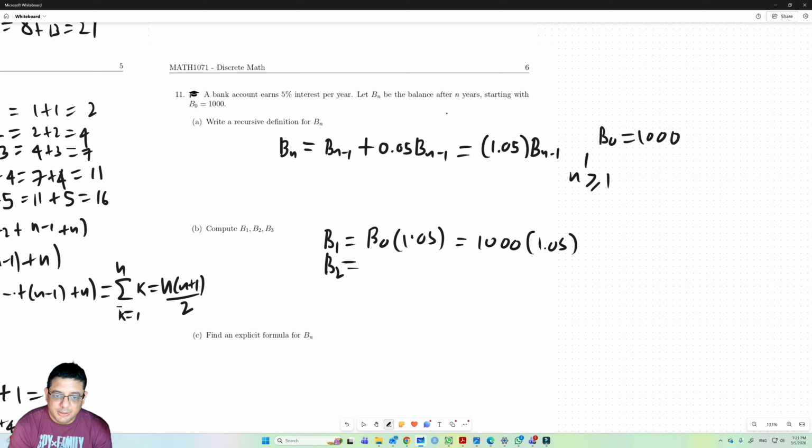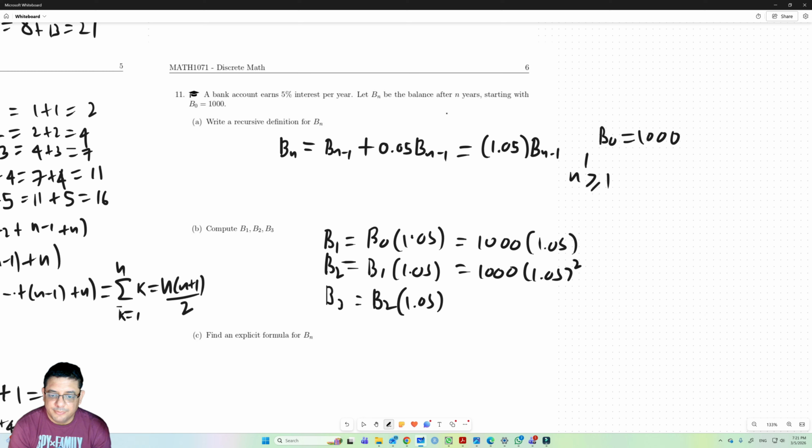B2 then will be B1 times 1.05. But notice that B1 was this. So we're going to have 1,000 times 1.05 squared. And now B3 is going to be B2 times 1.05. So that's just going to be this times 1.05. So I'm going to get 1,000 times 1.05 to the 3. So notice the pattern. B3 gives me this power of 3.